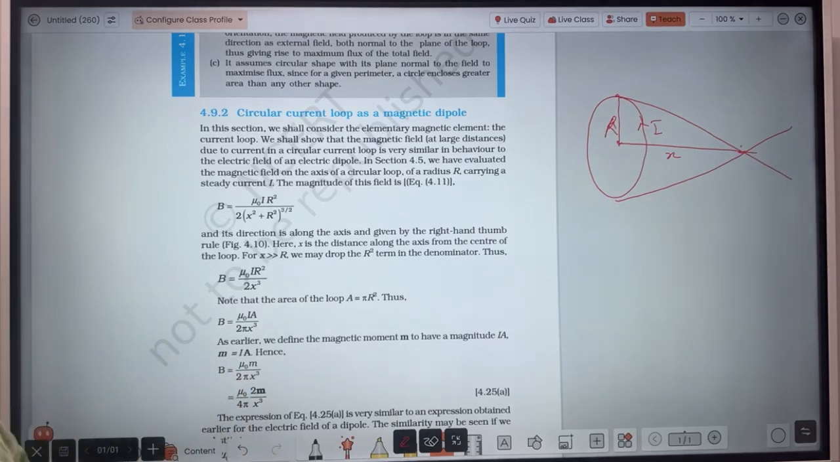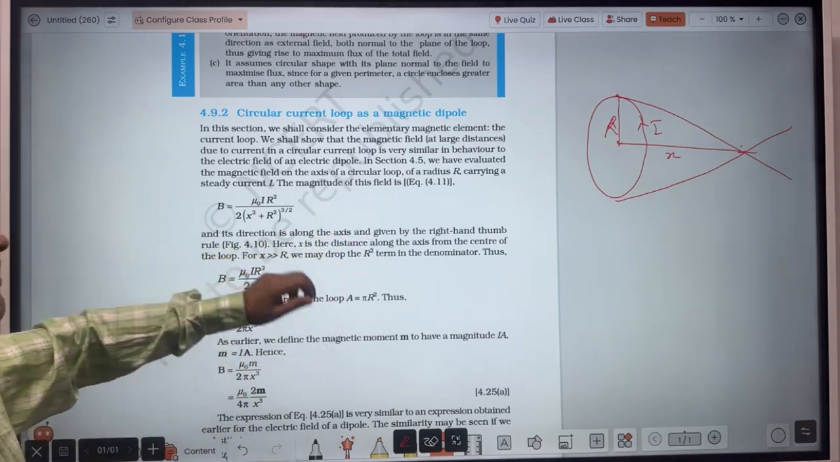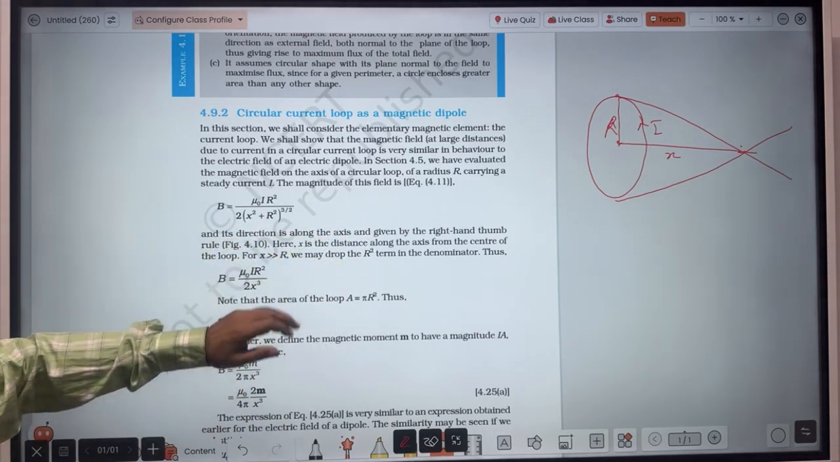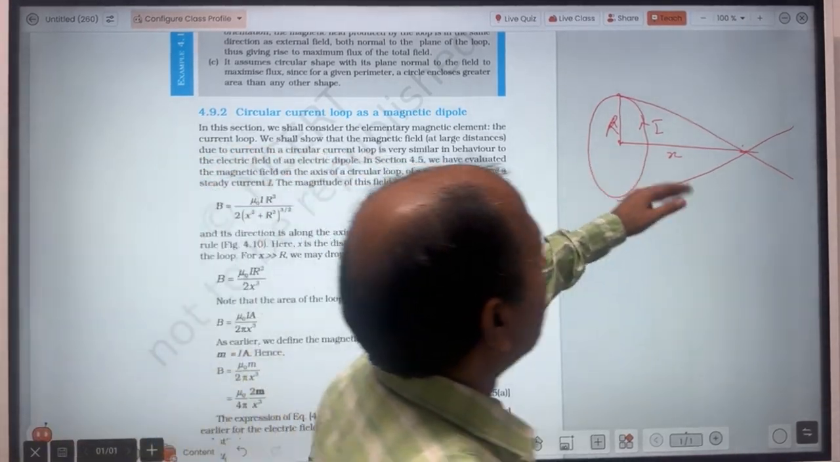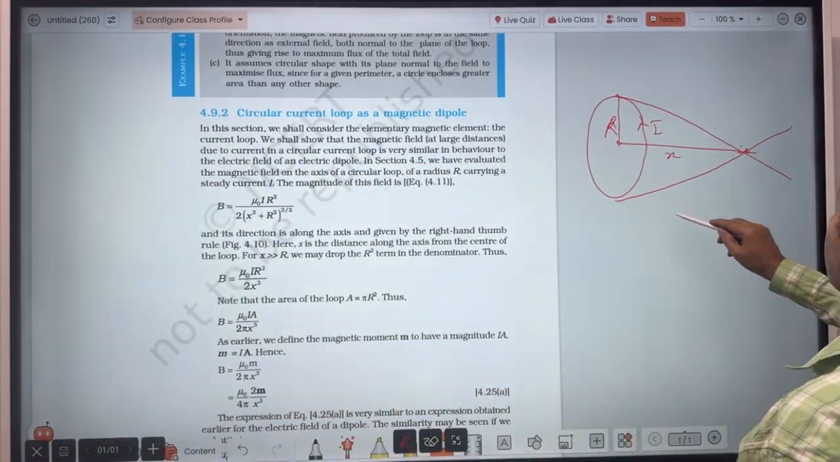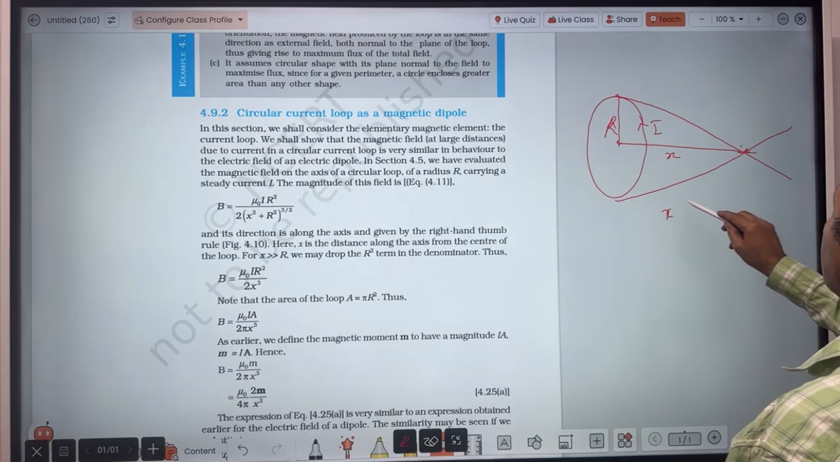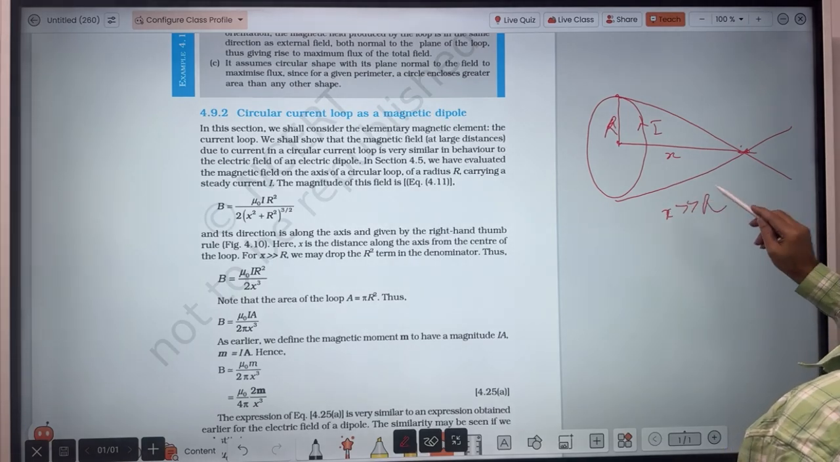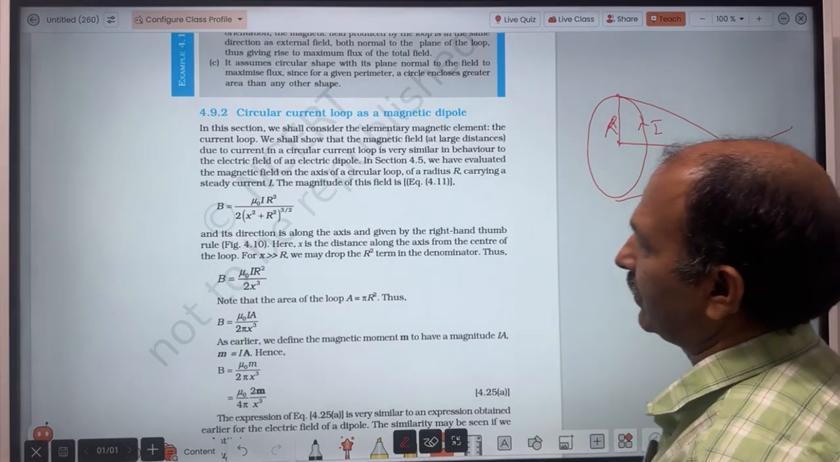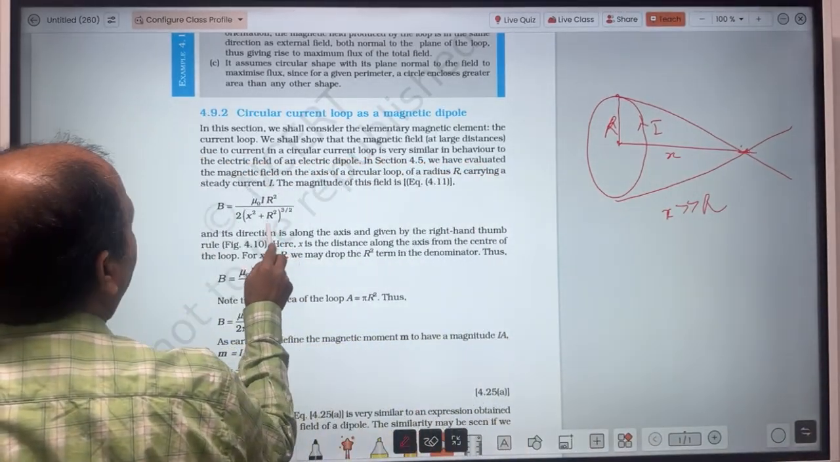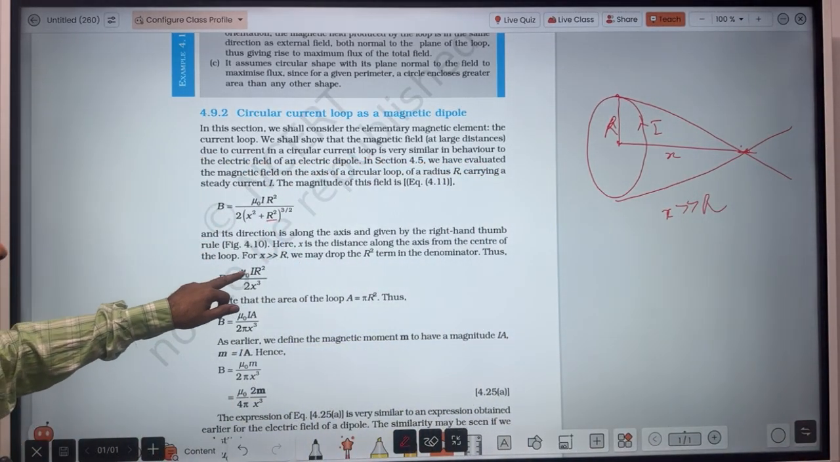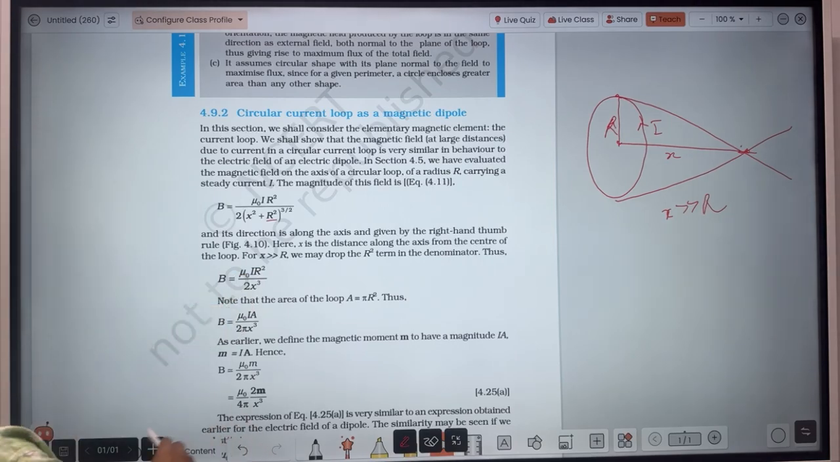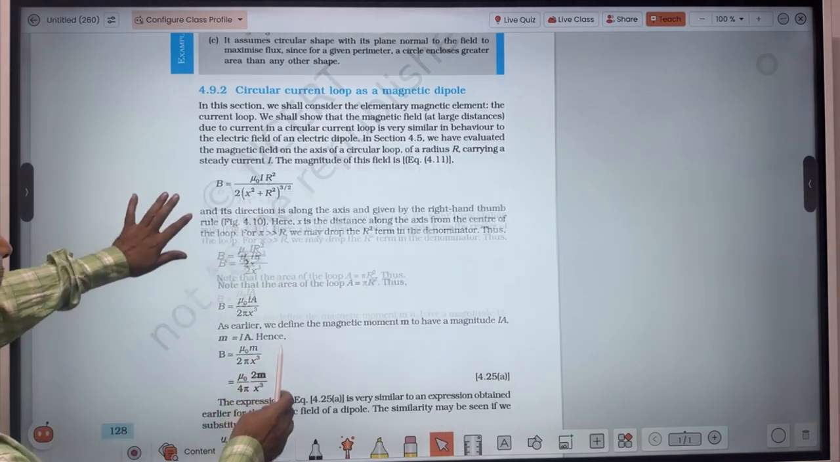Now, they are saying that if this radius is very small compared to the distance of the point where the magnetic field is to be found, meaning x is greater than r, then in the denominator we can ignore this r. So what do we get? We get B equal to mu naught I r square divided by 2x cubed, right?